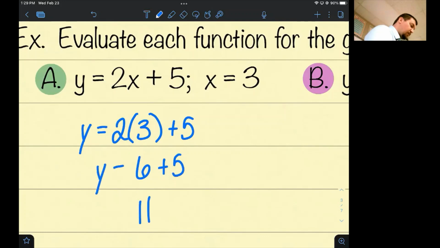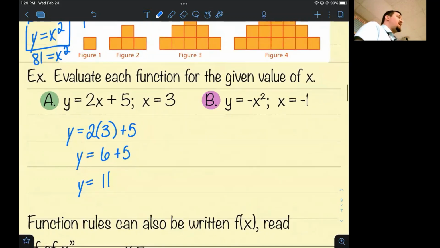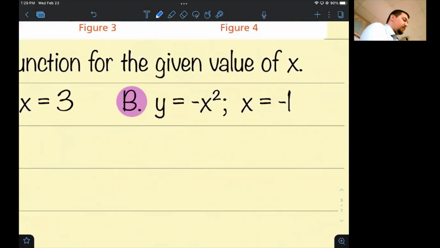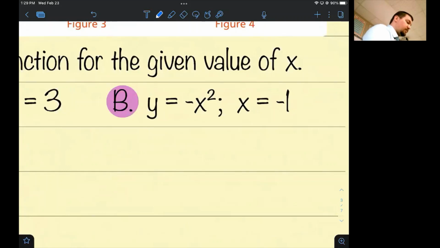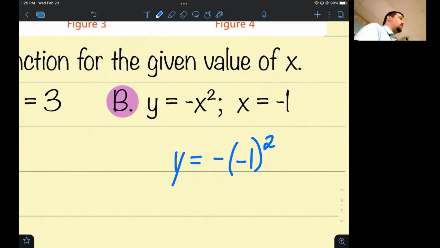I guess I could put y equals if you wanted to, because that's the output. Y equals 11. What about, for example, b? If you input a -1, be careful here. There's a place you could make a mistake. The negative that's in front of the x is still there. When you input the -1, it just puts the -1 in for the x. What's -1 squared? Xander? 1. And what's negative times 1? -1. Yeah, so this one's going to output a -1.